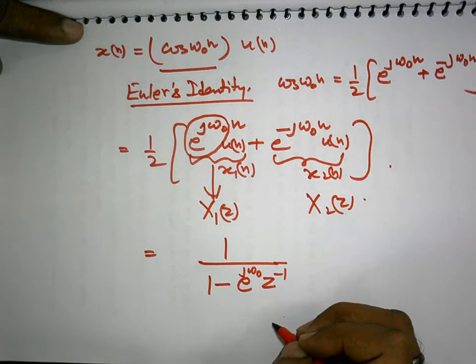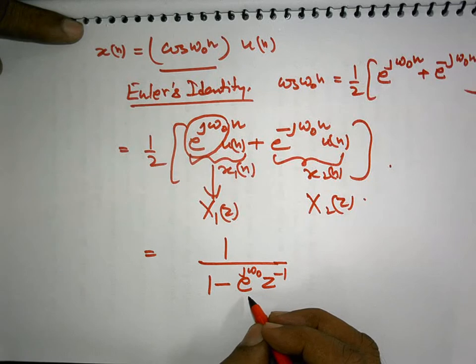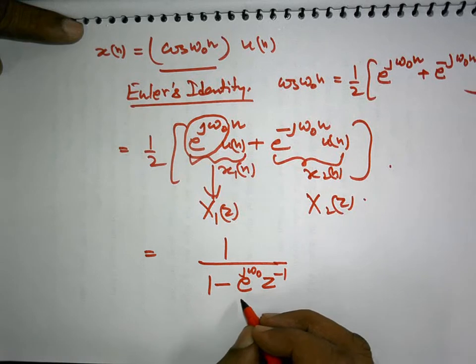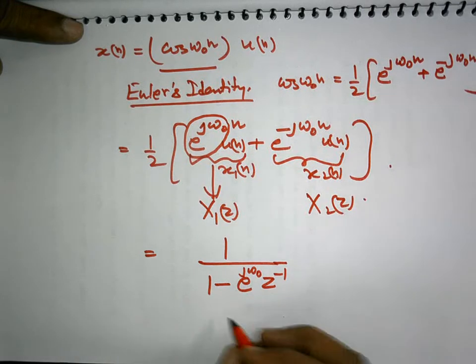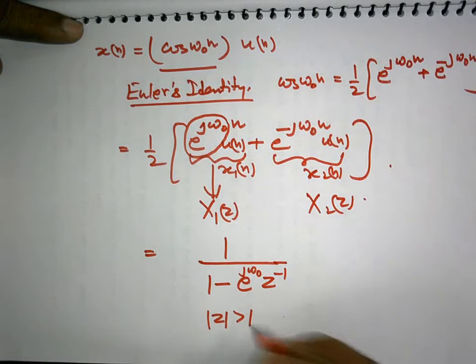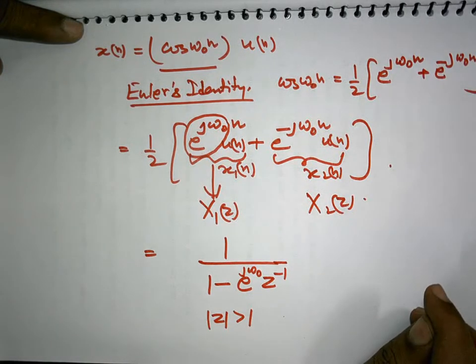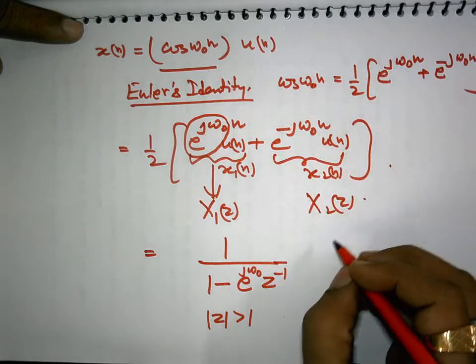Got my point? And what will be the region of convergence? Mod z is greater than mod alpha. And what is mod alpha over here? The mod value of e to the power j omega 0 is 1, because the mod value of e to the power something imaginary is 1. So, mod z greater than 1 is the region of convergence for this signal.